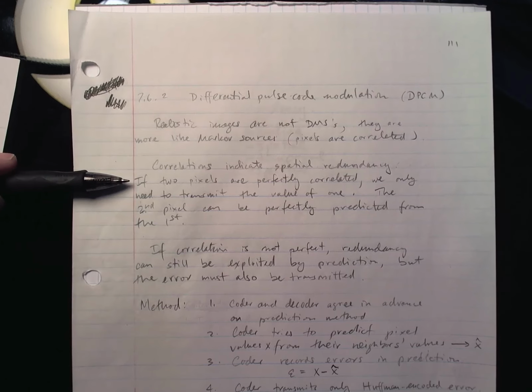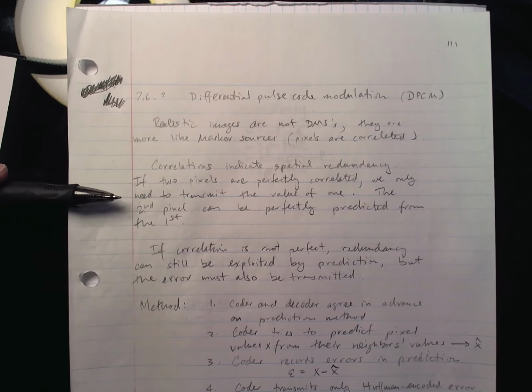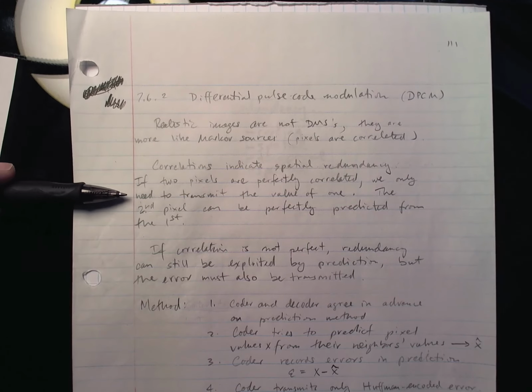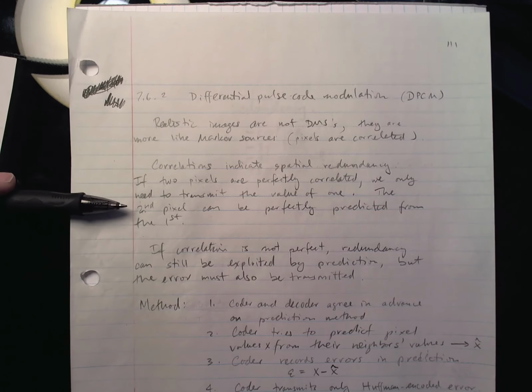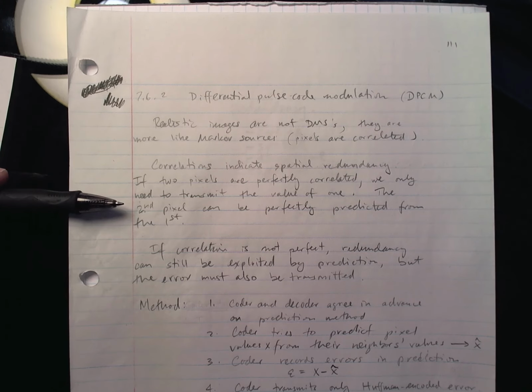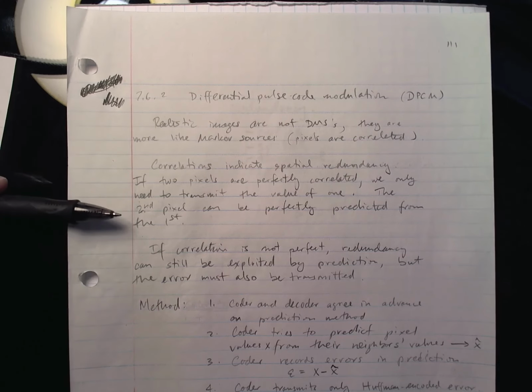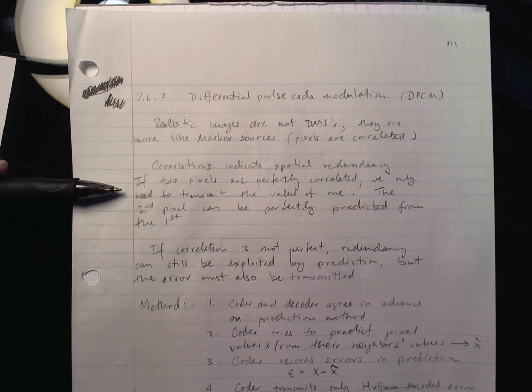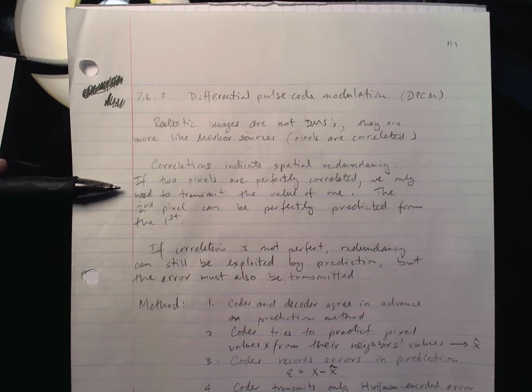If two pixels were perfectly correlated, we would only need to transmit the value of the first one, and the second one we would be able to perfectly predict from the first one, if they were indeed always the same as each other. So there would be no use communicating each pixel separately. That's a very extreme example, which would not typically happen. You would normally not have a perfect correlation. You would have some degree of correlation.